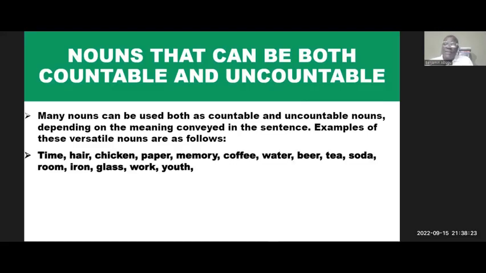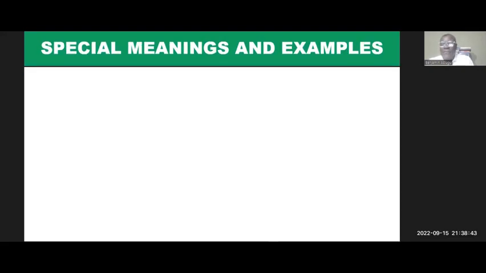Let's begin to look at them: time, hair, chicken, paper, memory, coffee, water, beer, tea, soda, room, iron, glass, work, youth, and many others, okay? So we are going to look at them one by one and then look at their examples and how they can be used in sentences. We want to begin with time.